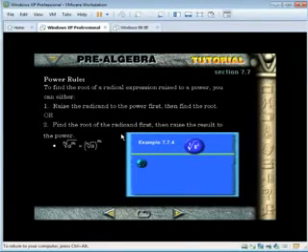Power rule. To find the root of a radical expression raised to a power, you can either: 1. Raise the radicand to the power first, then find the root, or 2. Find the root of the radicand first, then raise the result to the power. The nth root of a raised to the power of m equals the nth root of a, raised to the power m. The cube root of 8 squared equals the cube root of 8, squared. The cube root of 64 equals 2 squared. 4 equals 4.